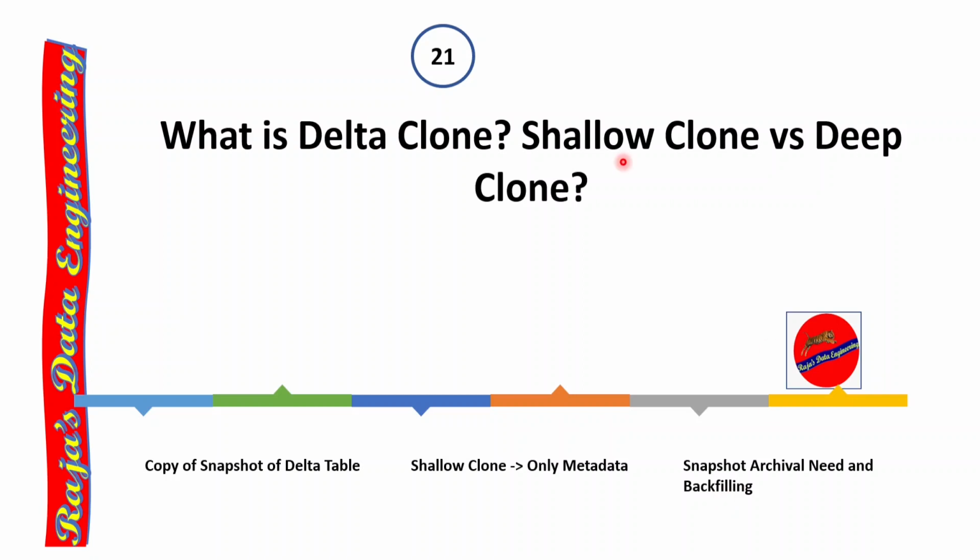Coming to shallow clone, it is going to copy only the metadata, but it is not going to copy the actual data. It will give just a soft link to the actual data. But coming to deep clone, it is going to copy the metadata and also the actual data. So this is the information we need to provide for this question.